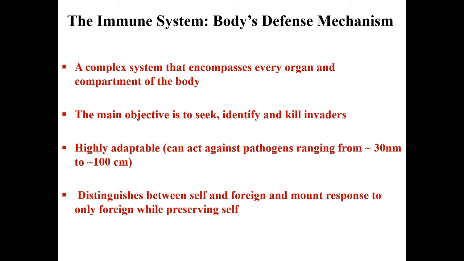And the next point is very important, that our immune system distinguishes between self and foreign and mounts a response to only foreign while preserving self. I should specifically mention here that our immune system concentrates more on identifying what is self and what is non-self. Because this discrimination is absolutely required. Otherwise, our immune system will destroy our own components or self components, and that will lead to autoimmune diseases. That's why this is a very important job for our immune system.